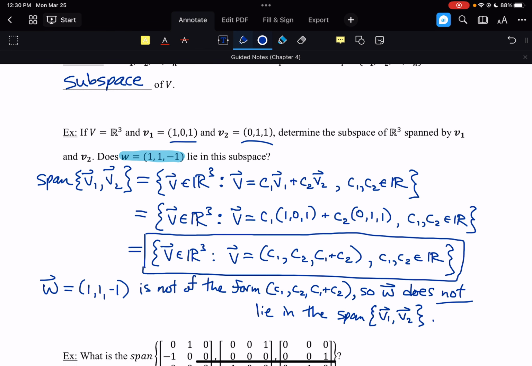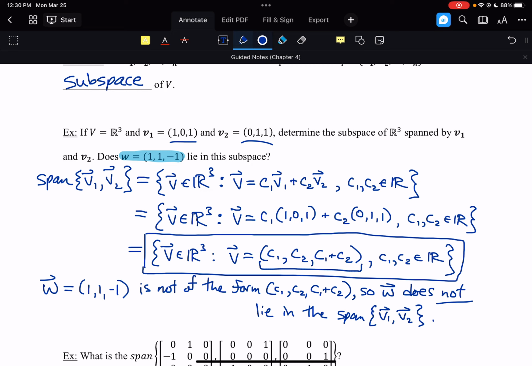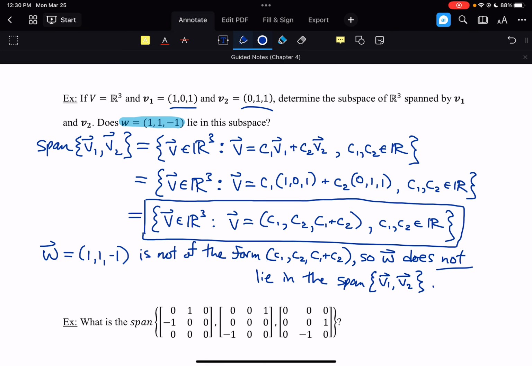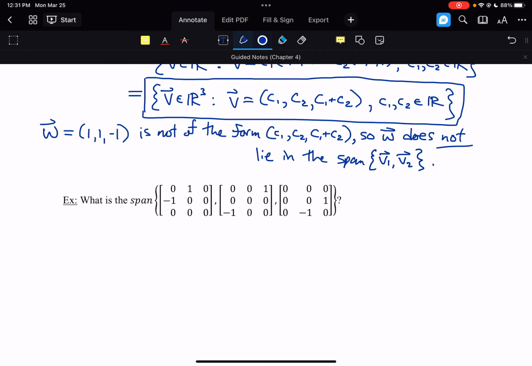So those two vectors can create any vector of this form. W is not of that form, so it does not lie within the subspace. It does not lie within their spanning set. Right. Let's look at a different kind of example here.